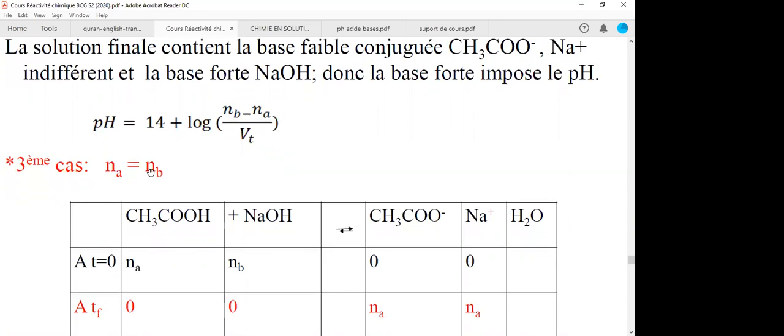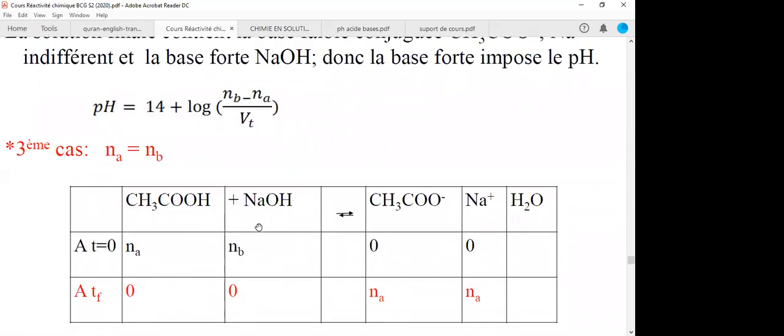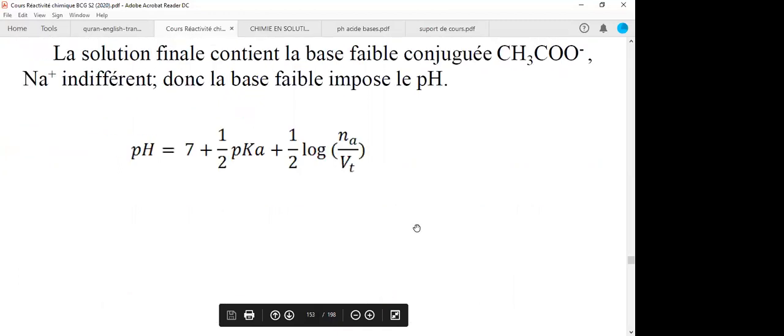So at the equivalence point, we have equality. Here the number of moles of the acid is equal to the number of moles of the base. So in this case, all the acid reacted with all the base that was present, forming this conjugate base and this indifferent sodium. So now the final solution will have sodium, which is indifferent, and it will also have CH3COO-, which is the conjugate base. So the one which is going to impose the pH is the conjugate base, and this one is a weak base. So what is the pH of a weak base?